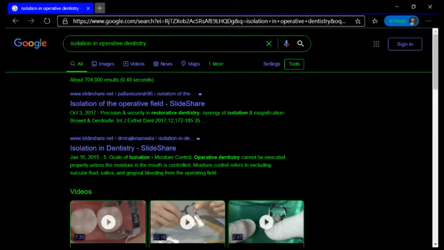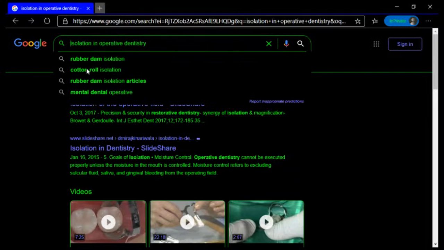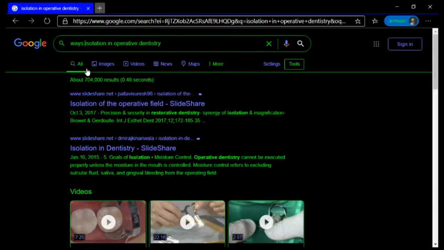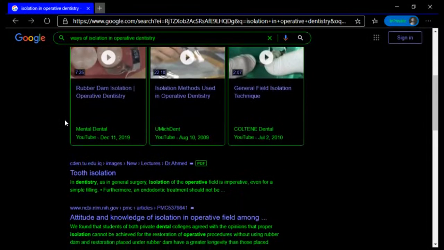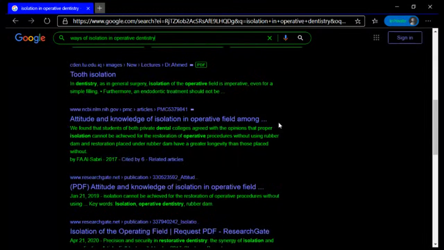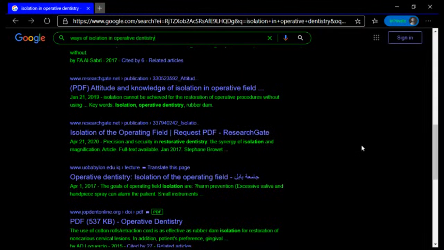The ways of isolation in operative dentistry. Just checking the stream here, if it works correctly. This was a test to check the stream and see if everything is working as it should be.